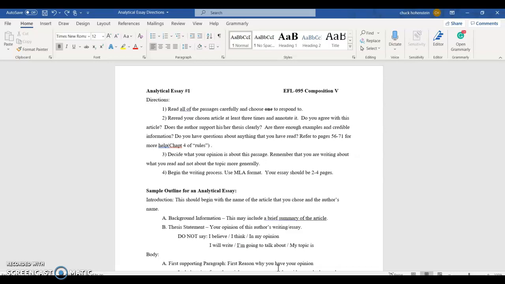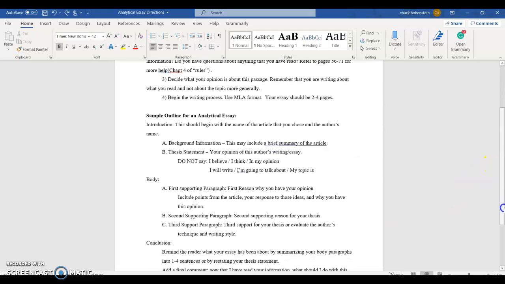You begin the writing process. We're going to use your MLA formatting. There are videos about in-text citations, which you will need to be doing because you will be quoting from your article. It doesn't have to be a lot, but you need to cite, give some support from your reading for your conclusions. I have included a sample outline on how to set this up.